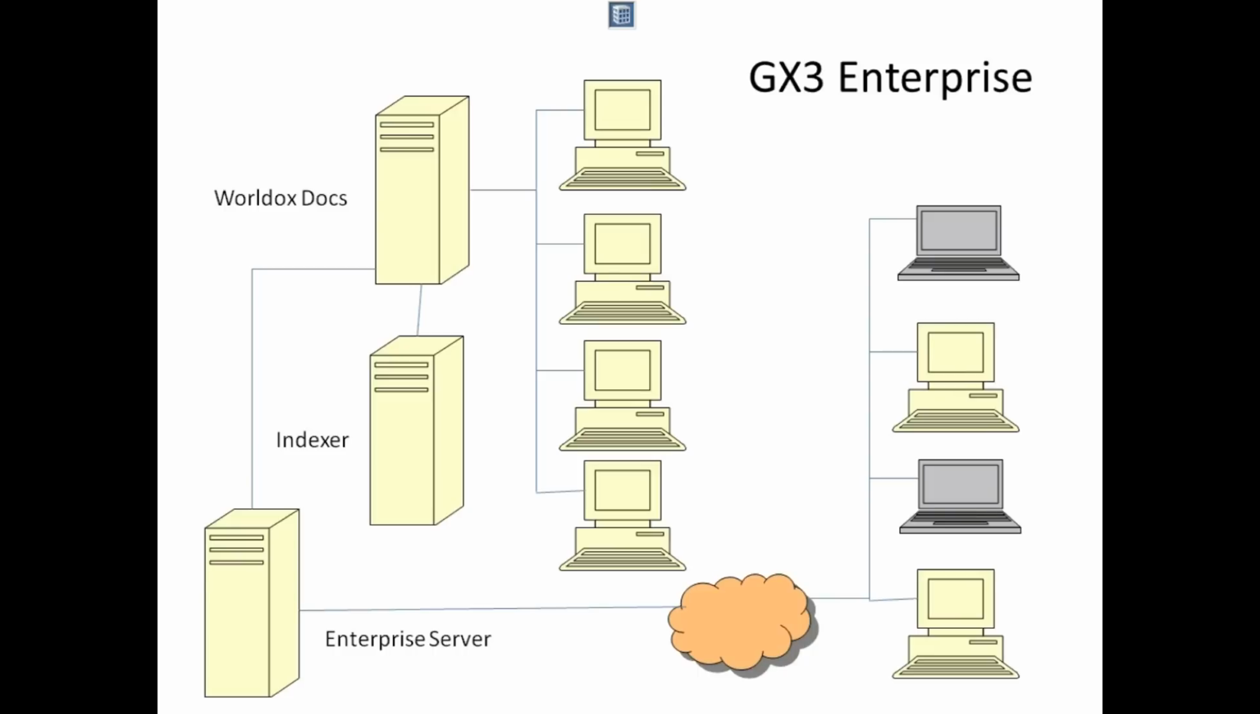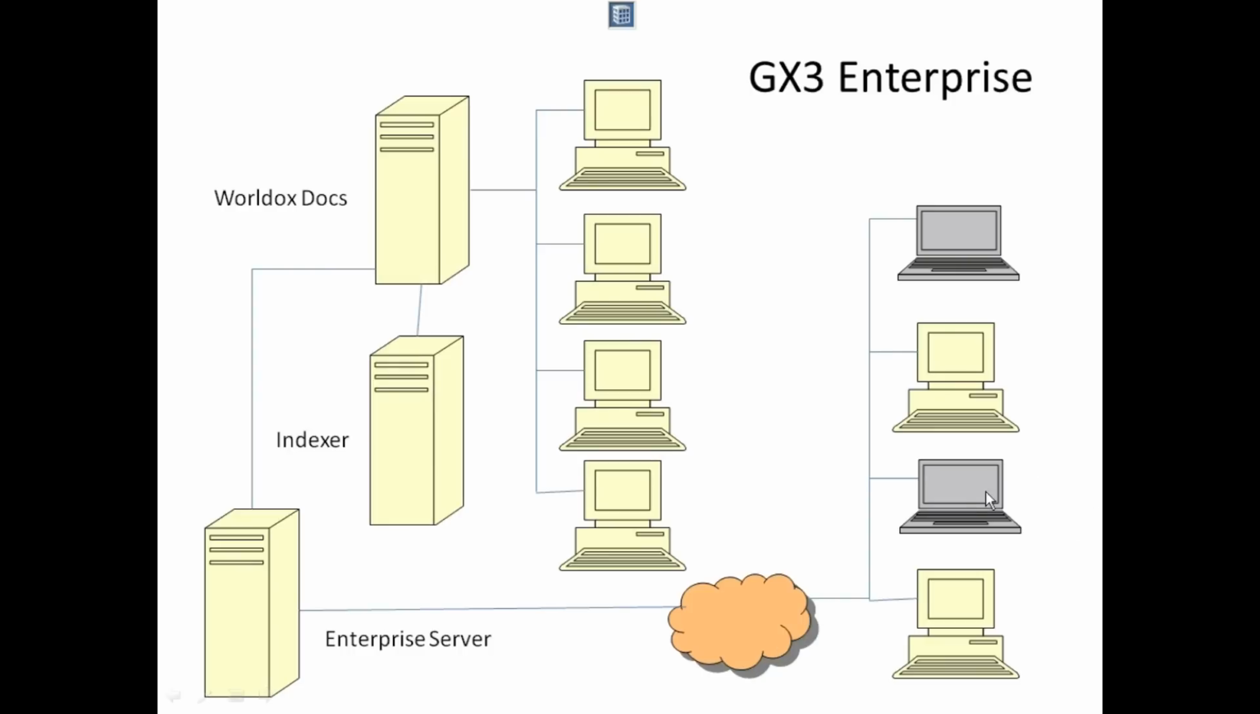The next one is Enterprise. And with Enterprise, you pay a bit extra, quite a bit extra, actually, but you get an Enterprise server and put it in your office. It hooks into this WorldDocs documents server. Your people in the office still get to the documents the same way they always did, but the Enterprise server enables people outside the office to get to those documents without actually having to connect to your network. They don't have to connect to a desktop. They don't have to connect using LogMeIn or GoToMyPC.